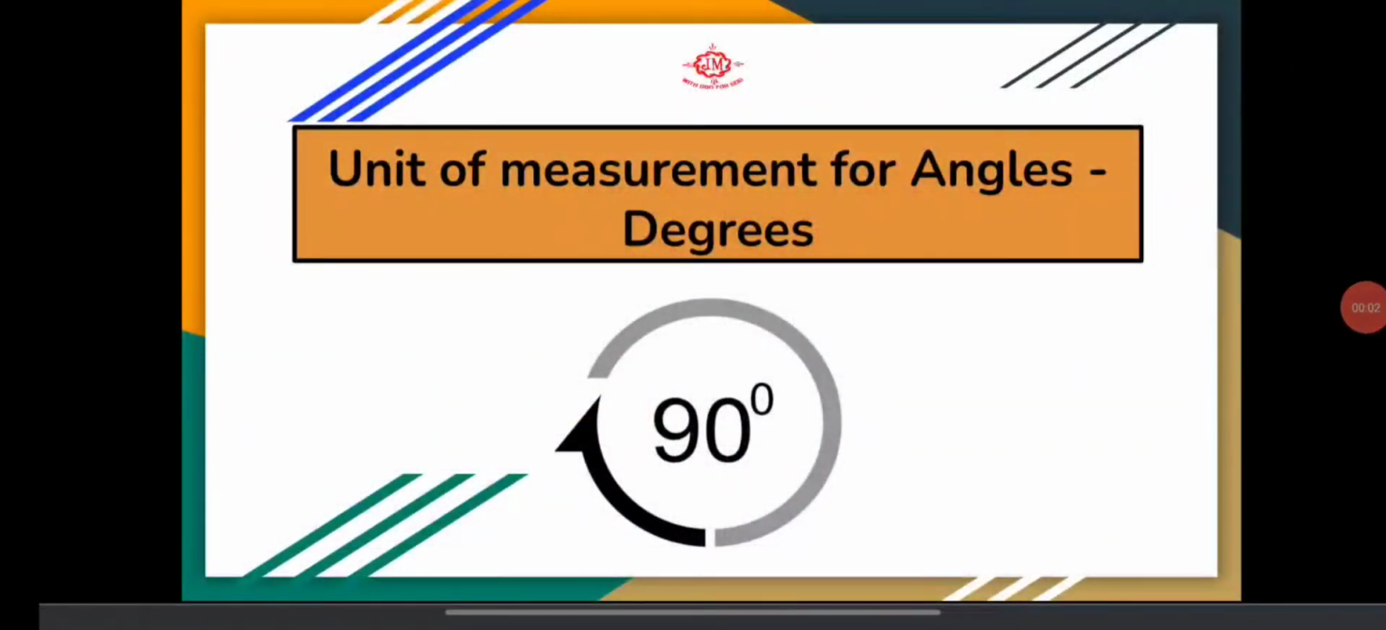Now children, angles are measured in degrees. Instead of writing the word degrees, we put a small circle after the number at the top as shown in the figure. So we read the number as 90 degrees.